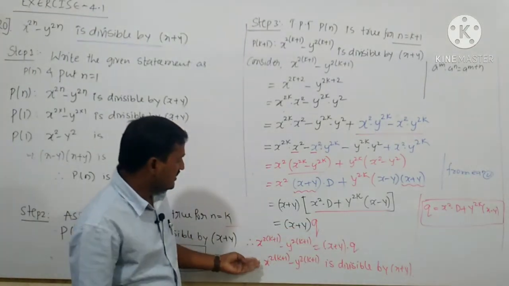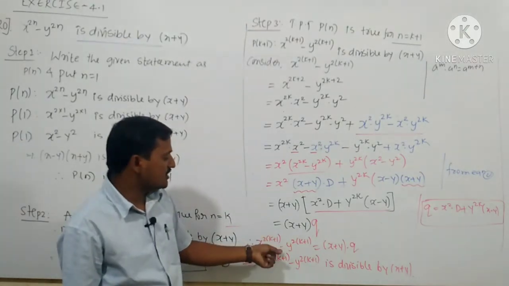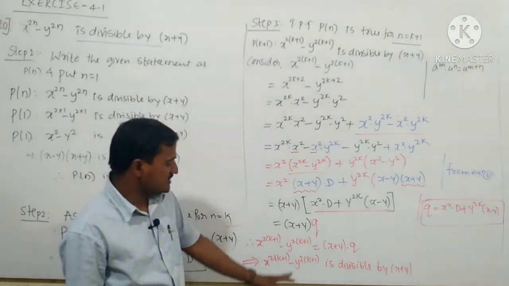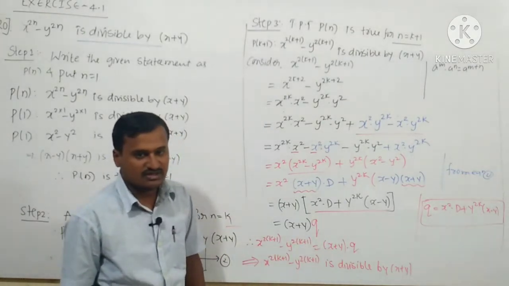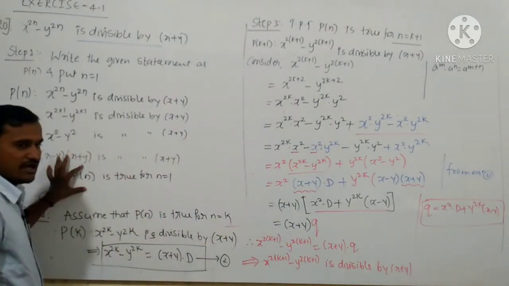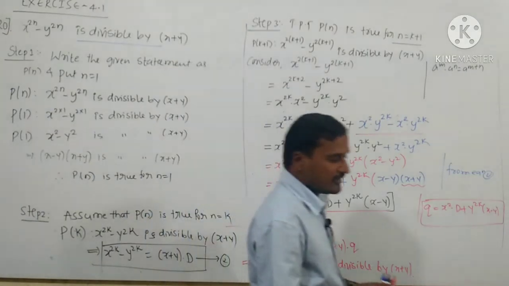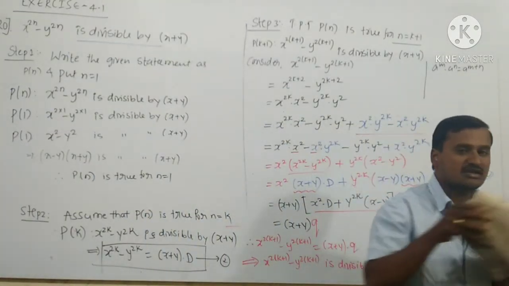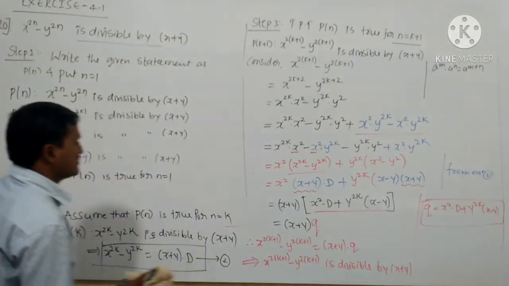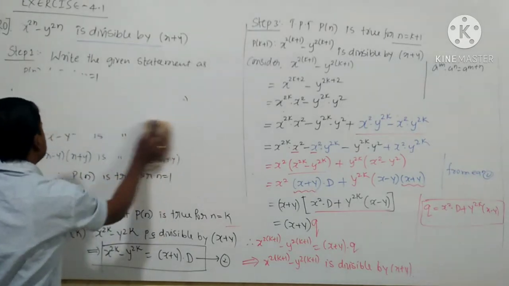So clearly in LHS, x to the power 2 into bracket k plus 1 minus y to the power 2k plus 1, that is divisible by x plus y. So therefore from this discussion, it is divisible for n equal to 1, for n equal to k, and n equal to k plus 1. Therefore, the given statement is true for all the natural numbers. Okay, right. We'll go to the next question.